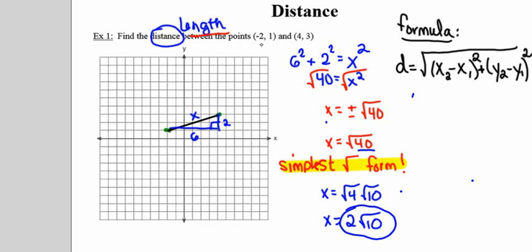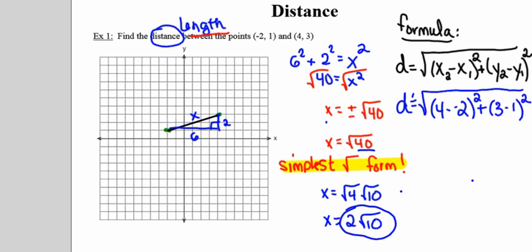So now, these two guys represent our first x and our first y. These two guys represent our second x and our second y. So now I can go ahead and plug in to my distance formula, and I'm going to solve the same problem using a different method. So my second x subtract my first x, 4 subtract negative 2. And then my second y subtract my first y, 3 subtract 1. And I want to square that difference.